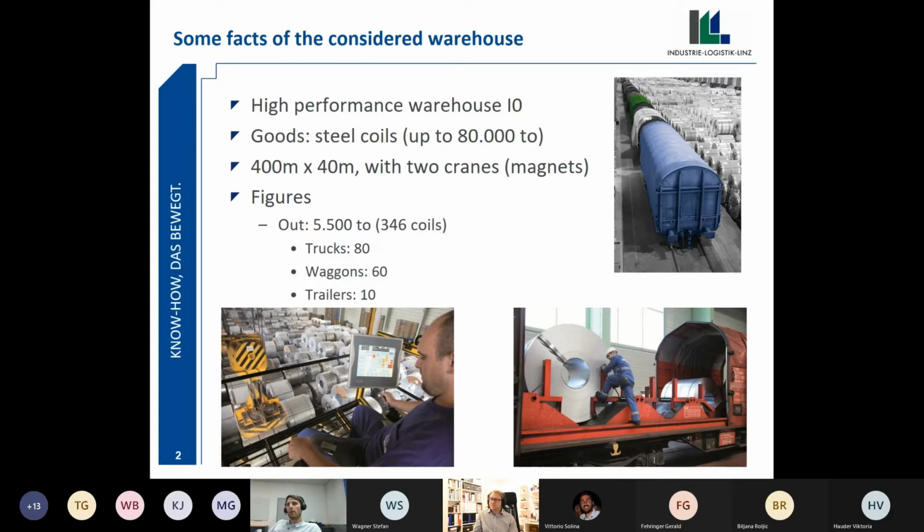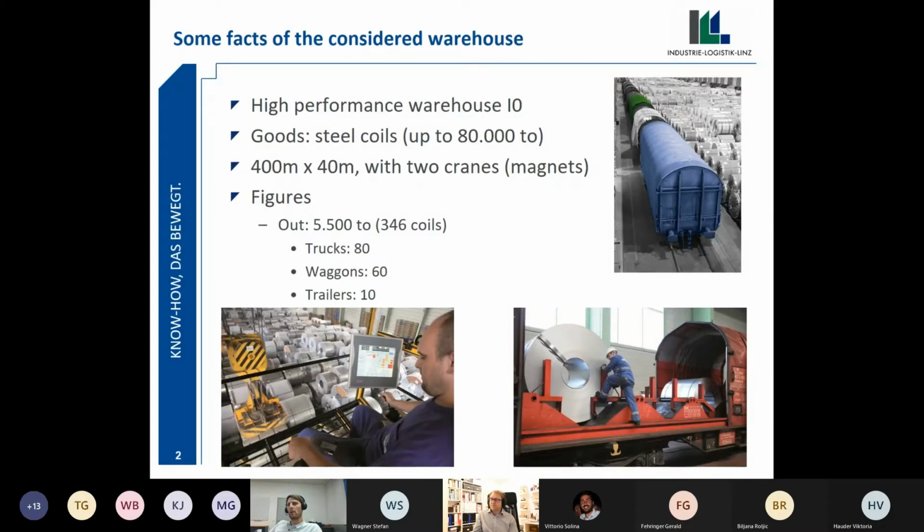Maybe some interesting figures. We have up to 18,000 tons available in this warehouse. So this is about 5,000 coils. This is also the challenge we have to handle here.